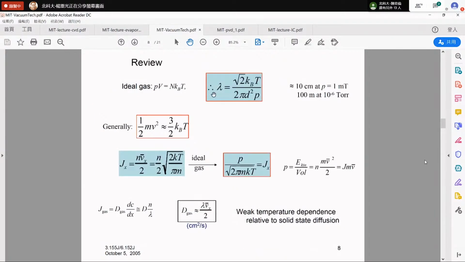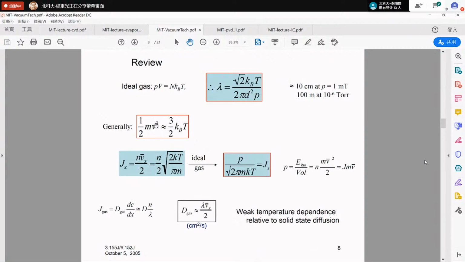All right, so again, the mean free path is proportional to temperature and inversely proportional to pressure. It is 10 centimeter at a pressure of 1 millitorr, and 100 meter at 10 to the minus 6 torr. And 10 to the minus 6 torr is equivalent to 1 monolayer. And this 100 meter is the mean free path of the gas.